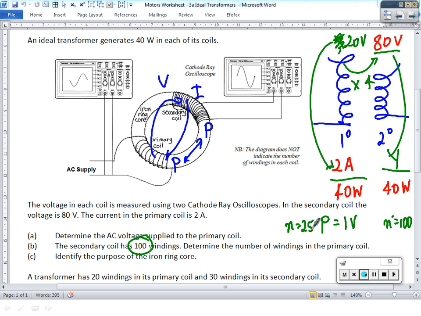Okay. And finally, what's the purpose of the iron ring? Right, to direct, no, not the current. Flux, yes, the magnetic flux, the lines of flux, from one coil to the other to make it more efficient.